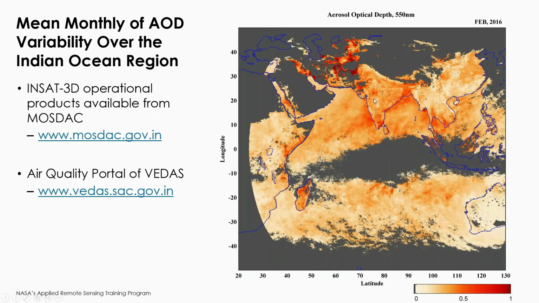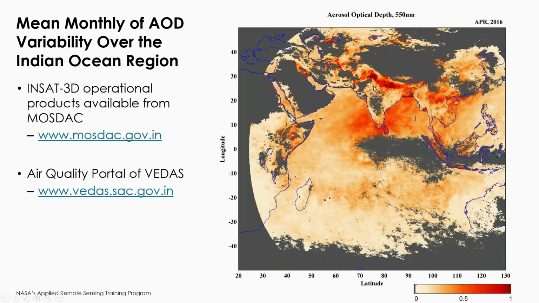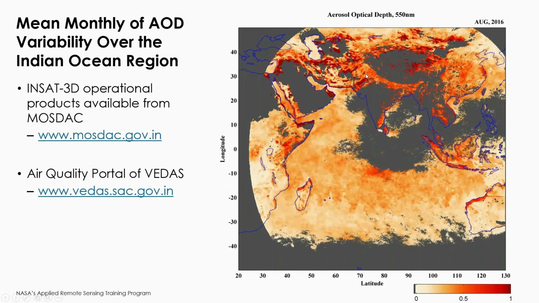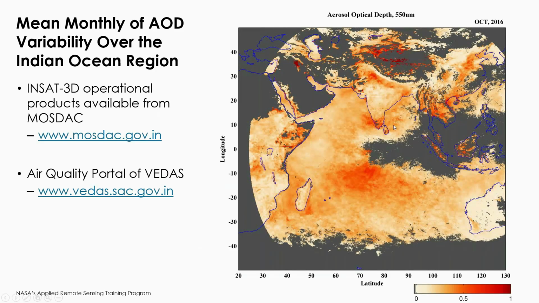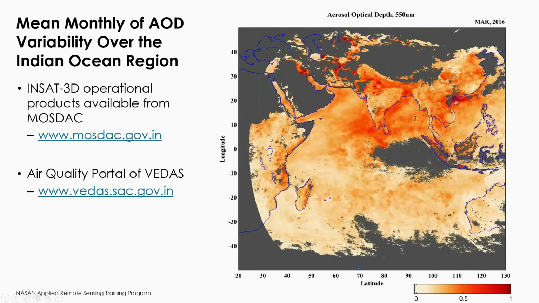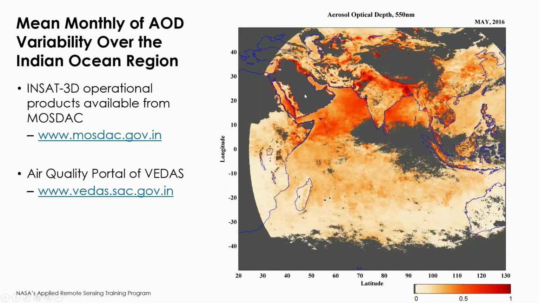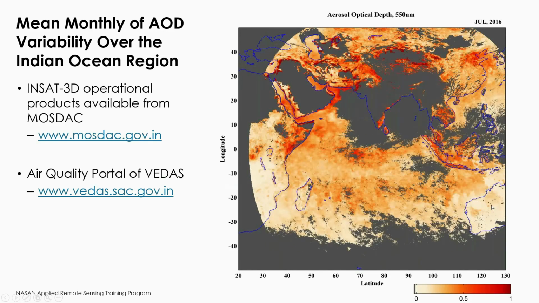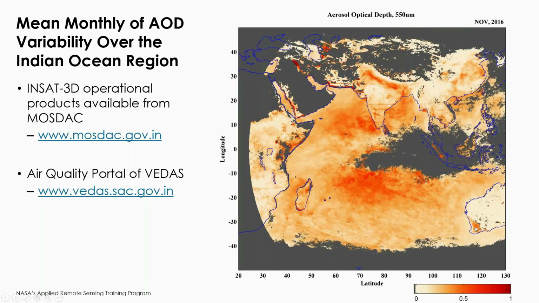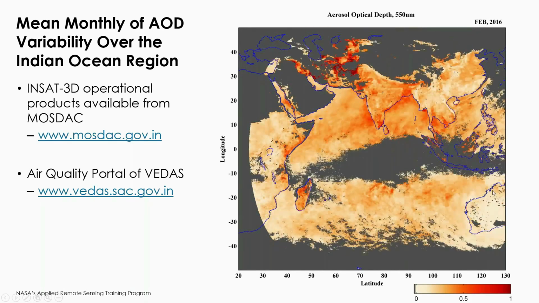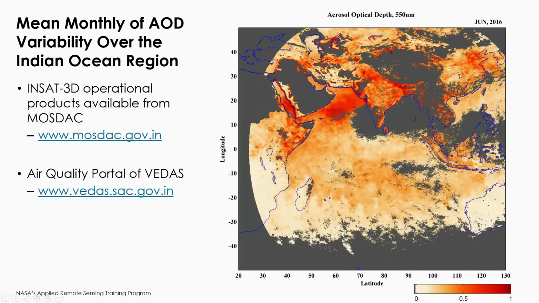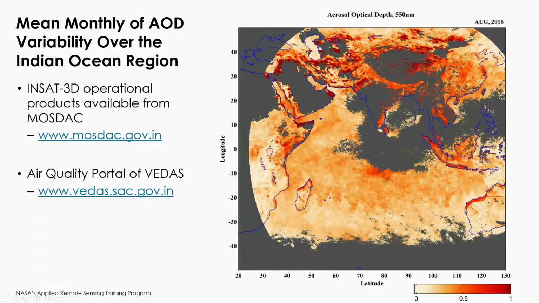Now here I show you monthly average estimates of aerosol using INSAT 3D over this part of the hemisphere, which covers Asia, India, China, parts of Africa, parts of Saudi Arabia, and then parts of Australia. So some of these events you can see, whenever there is a high aerosol event, it is very, very well captured in these monthly average data sets.